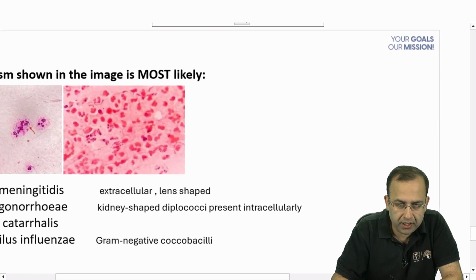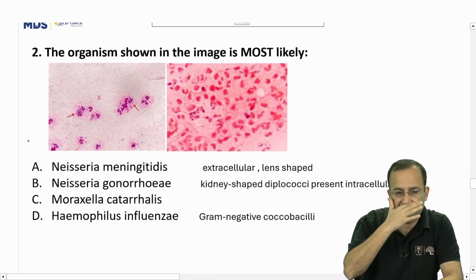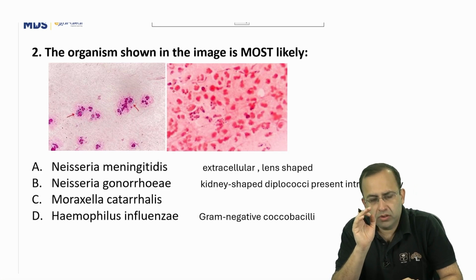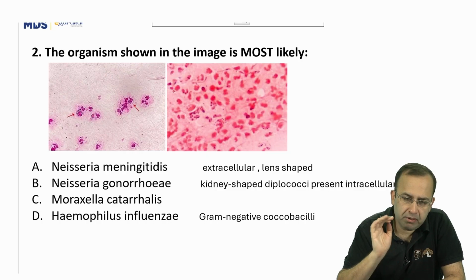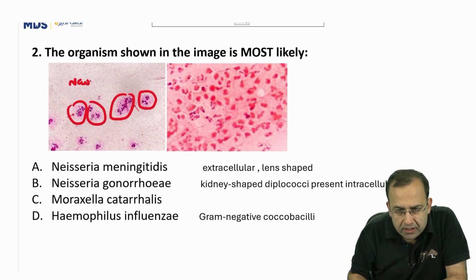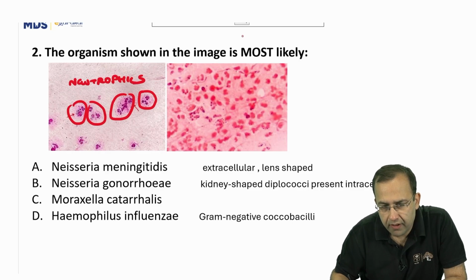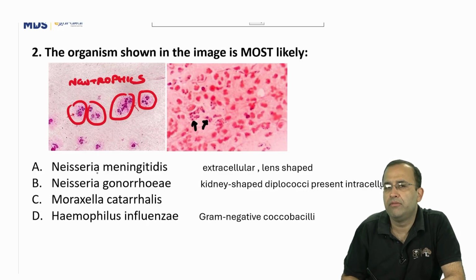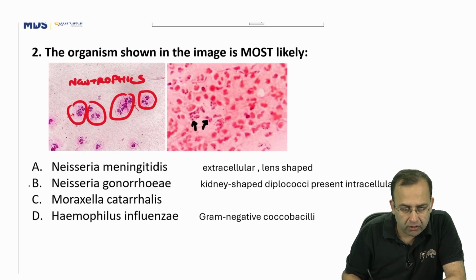Next question. Now, have a look at this image. The organism most likely is. So the minute I see this image, I'm clearly able to make out that all these cells are neutrophils, and the organism is intracellular. It is inside the neutrophil. See, in the second image, it is even clearer. The organism is intracellular, making this a case of Neisseria gonorrhea.